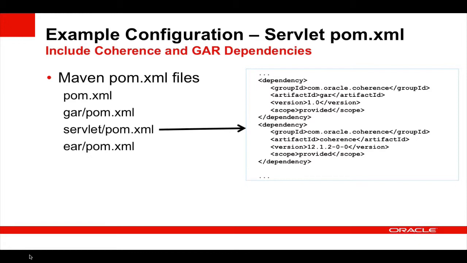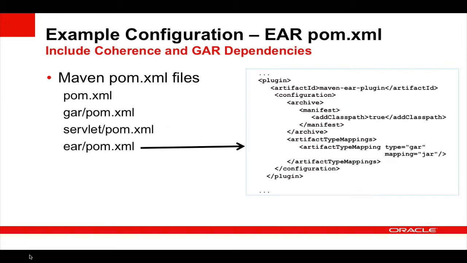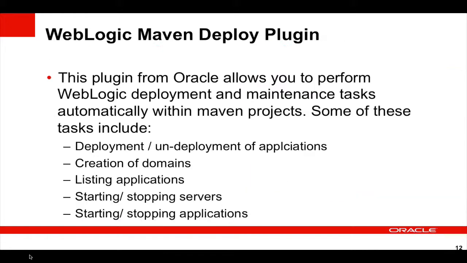The servlet pom.xml needs to include a dependency for the grid archive, as well as a dependency for the Coherence libraries themselves. Finally, in the ear pom.xml file, we need to include a plugin to copy the GAR file to a JAR file and install into the local repository. The JAR file is then a provided dependency for the servlet for compilation.